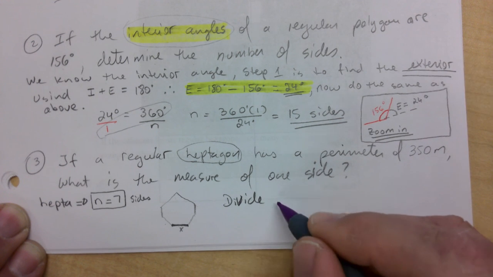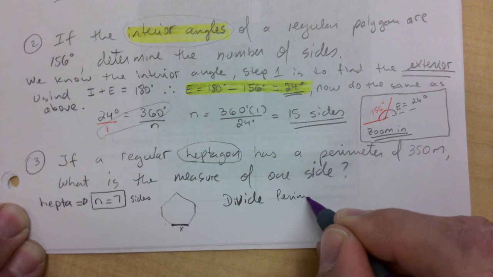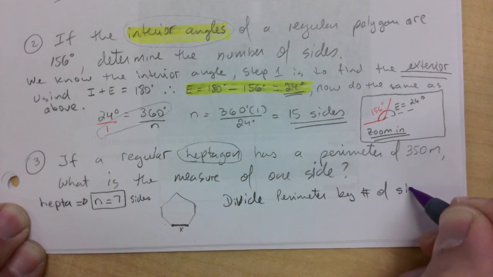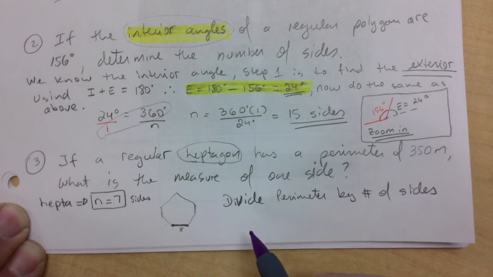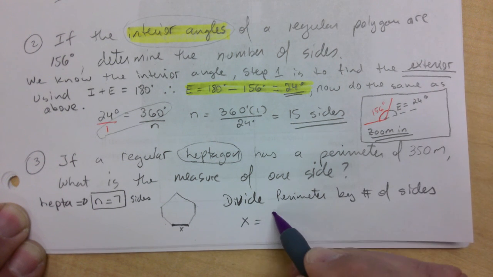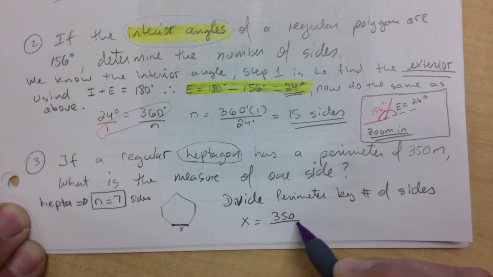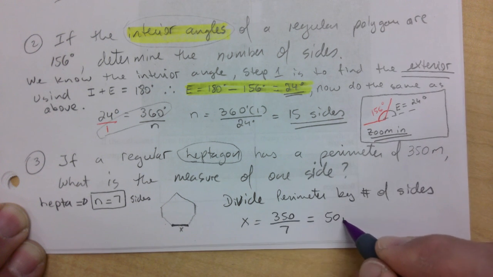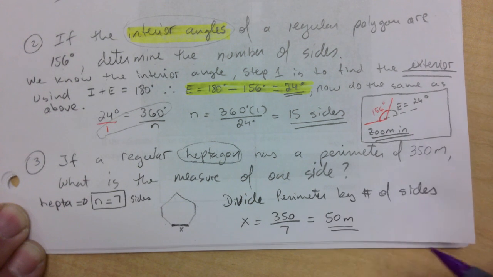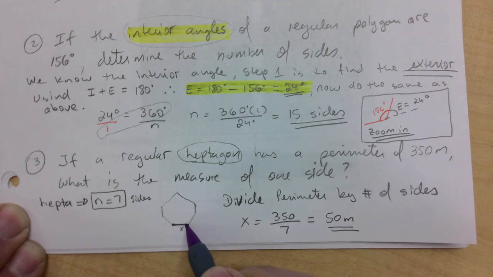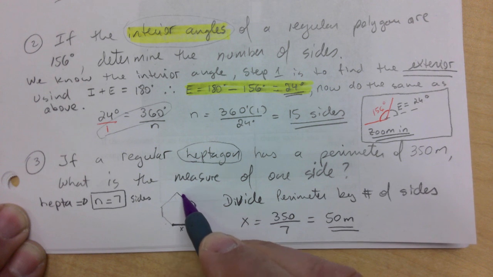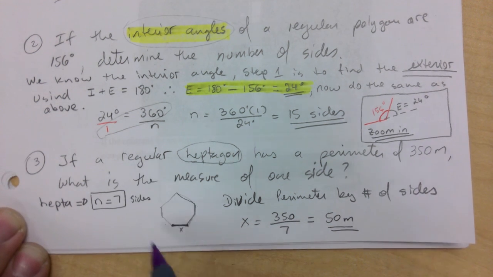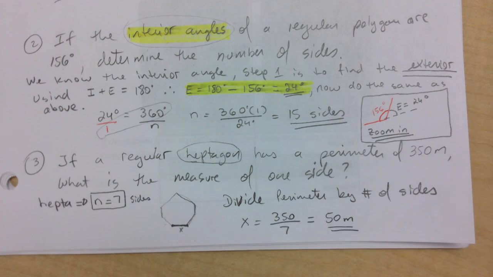Divide perimeter by the number of sides. So x would be 350 divided by 7, which is 50 meters. So every single side is 50 meters, 50 meters, 50. And that's a regular heptagon. I had to tell you that. Regular means all sides measure the same, have the same length.